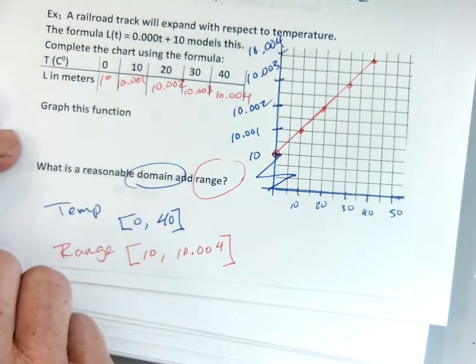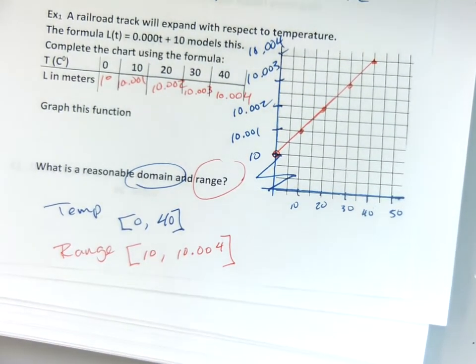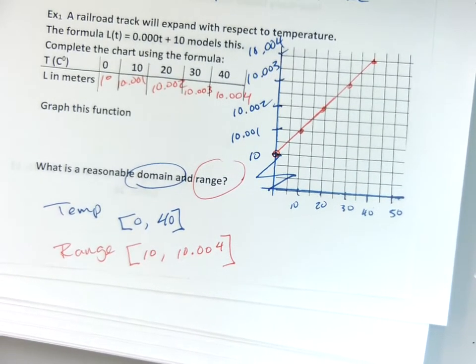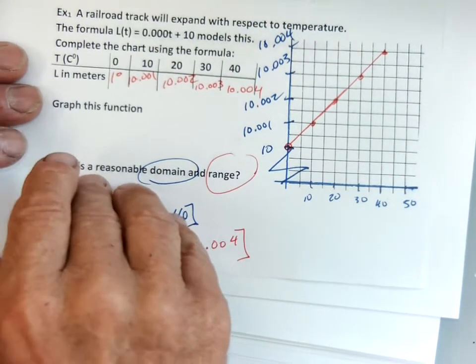Okay, you guys ready to turn the page? So that's linear. It's linear, it's a function, it's a straight line. You can't have two different lengths at any particular temperature. I mean, think about this. It's a railroad track. How can there be two different lengths at one time? Impossible, right? Impossible. You can't have two different lengths.